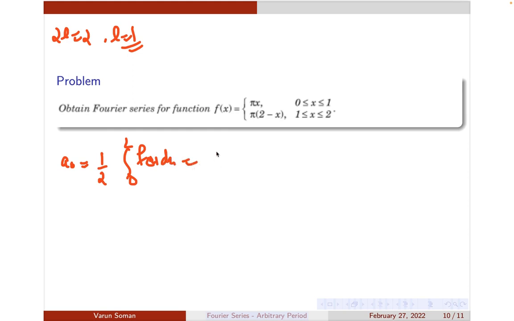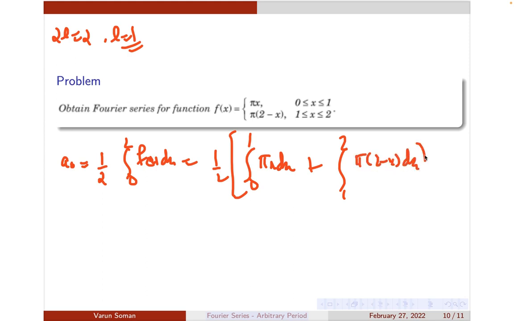So it will become 1 by 2 into integral from 0 to 1 of pi x dx. Don't forget to put the brackets here. Plus from 1 to 2, it is pi into 2 minus x dx. You just substitute the values and you will get the value of a naught. Similarly for an and bn, you will have to define the integral piecewise. That is just the way. Rest everything is just the same. Just substitute the values, find an and find bn. It's very simple.